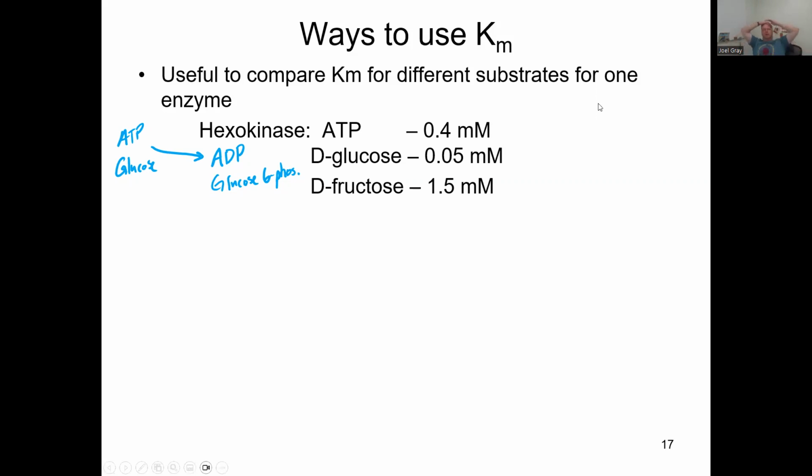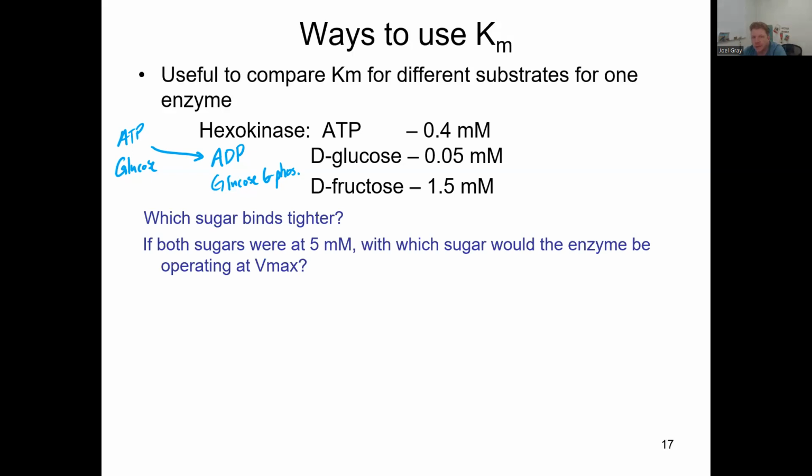So what you could ask yourself is, if you gave hexokinase both glucose and fructose, which one is it going to bind to preferentially? Does it have a greater affinity for one over the other? Yes, it does. It's more likely to bind glucose than fructose. So if both sugars were at a concentration of 5 millimolar, with which sugar would the enzyme be operating at Vmax? Okay, if both of them are at 5 millimolar, let's go ahead and plot this out. I'm going to do the glucose graph. That looks a little bit like this. And here's 1.5.